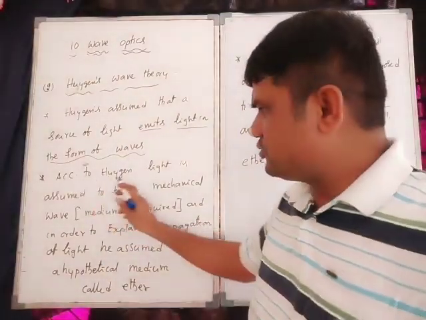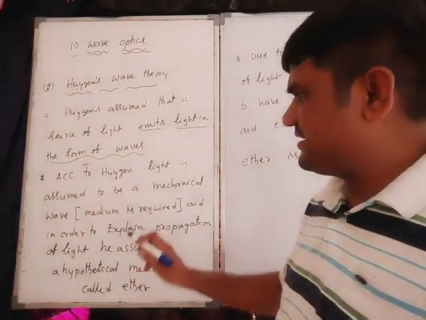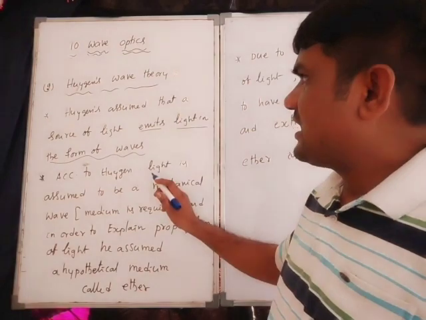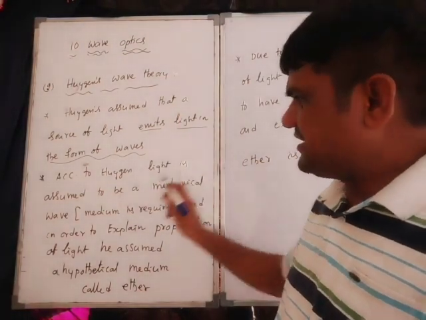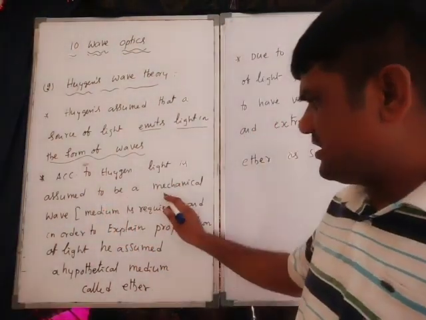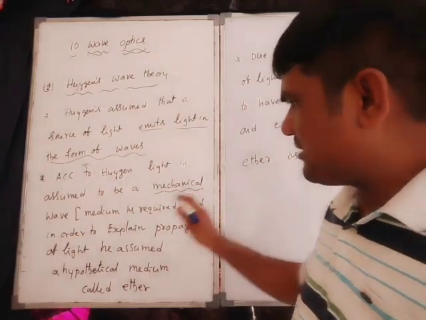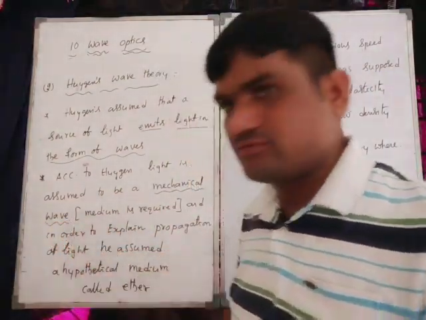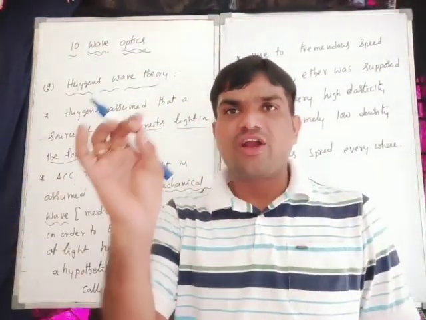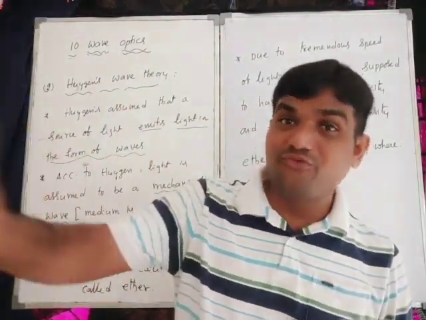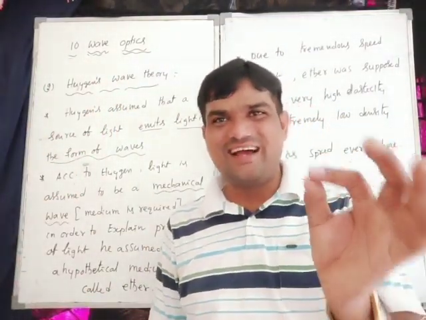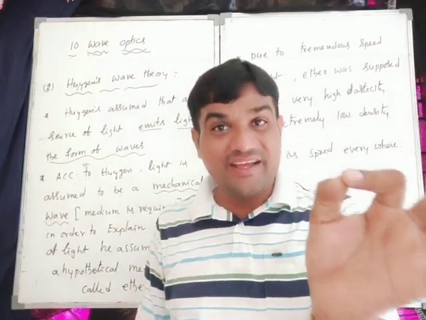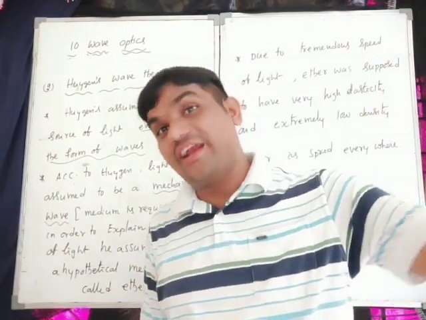And according to Huygens, light is assumed to be, this word is very, very important, a mechanical wave. That means a mechanical longitudinal wave. It is all like that only. The light is a mechanical longitudinal wave.